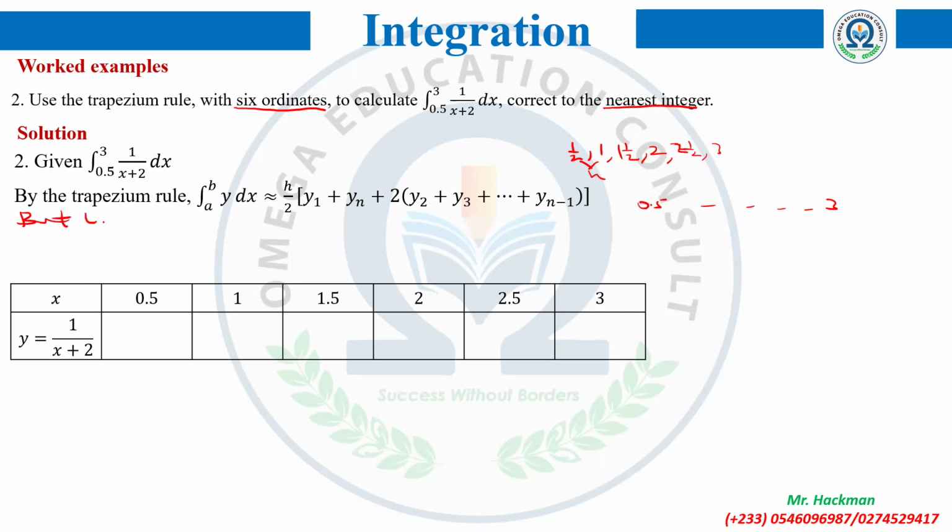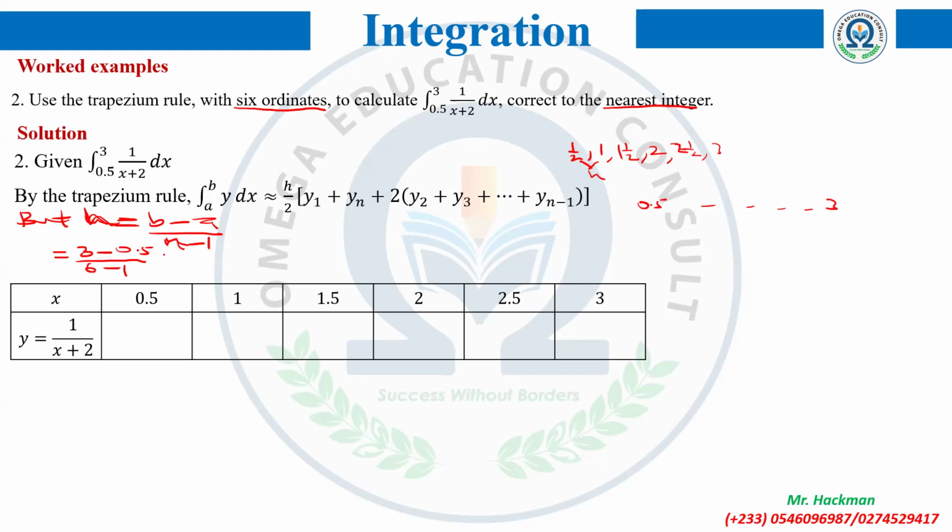I know that my h, when I am given the number of ordinates, will be equal to b minus a all over n minus 1. Do you remember the formula? So which will give us our h equal to, what is your b? Your b is 3, so it will be 3 minus your a, which is 0.5, over your n. Your n in this case is your number of ordinates. What's your number of ordinates? 6. So that will give you 6 minus 1. Am I right?